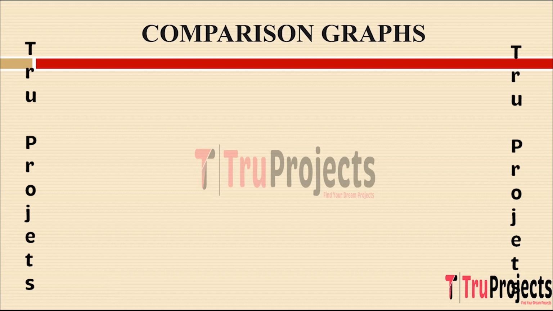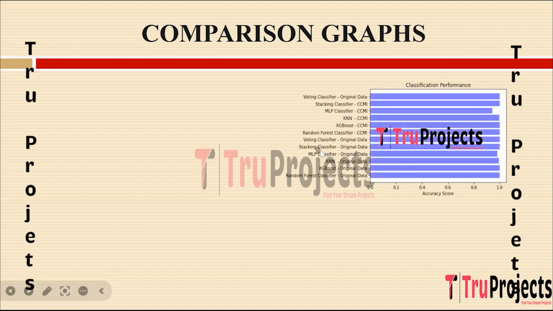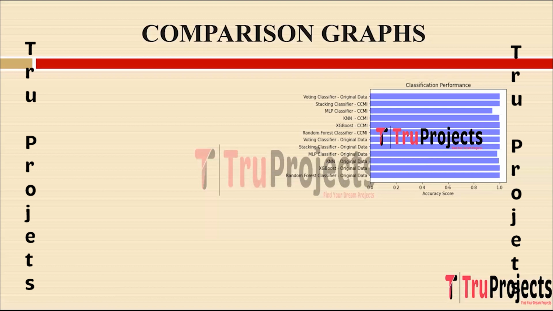Comparison graph. Comparison graphs offer a visual breakdown of how a model performs across essential evaluation metrics. Models are compared with the parameters accuracy, precision, recall, and F1 score. This is the accuracy comparison graph. Here on the x-axis we have accuracy score and on the y-axis we have algorithm name. Accuracy is a measure of the overall correctness of a classification model. It calculates the ratio of correctly predicted instances, both true positives and true negatives, to the total number of instances.